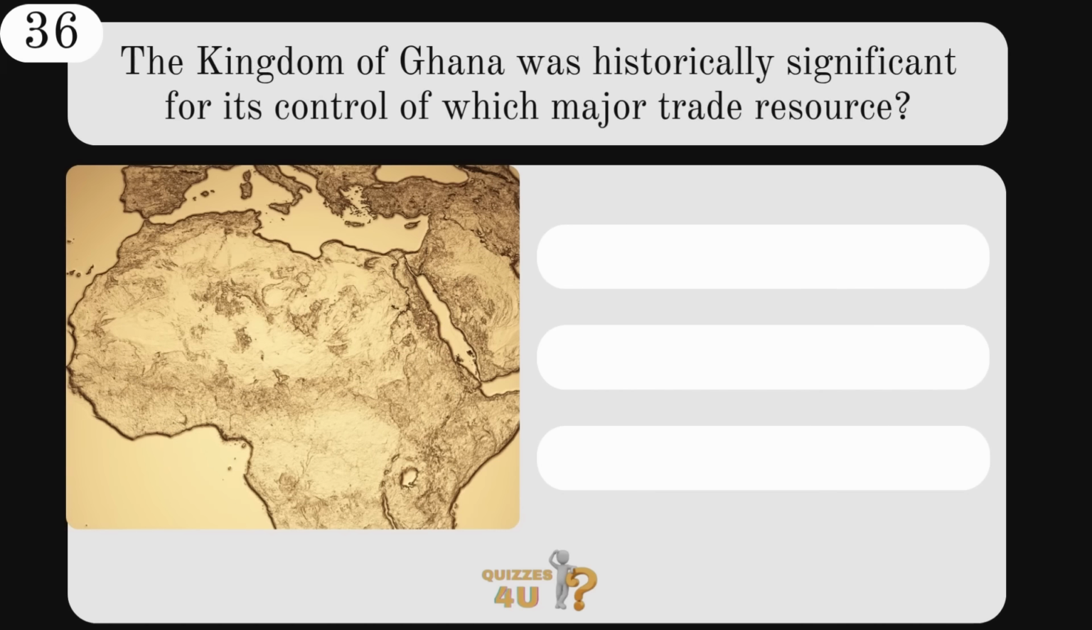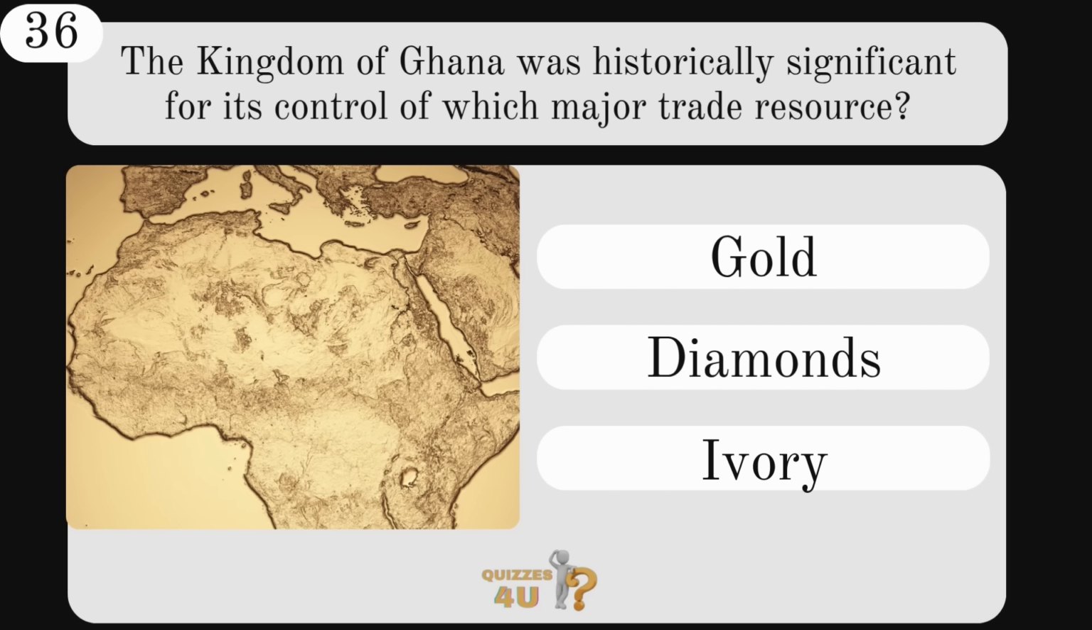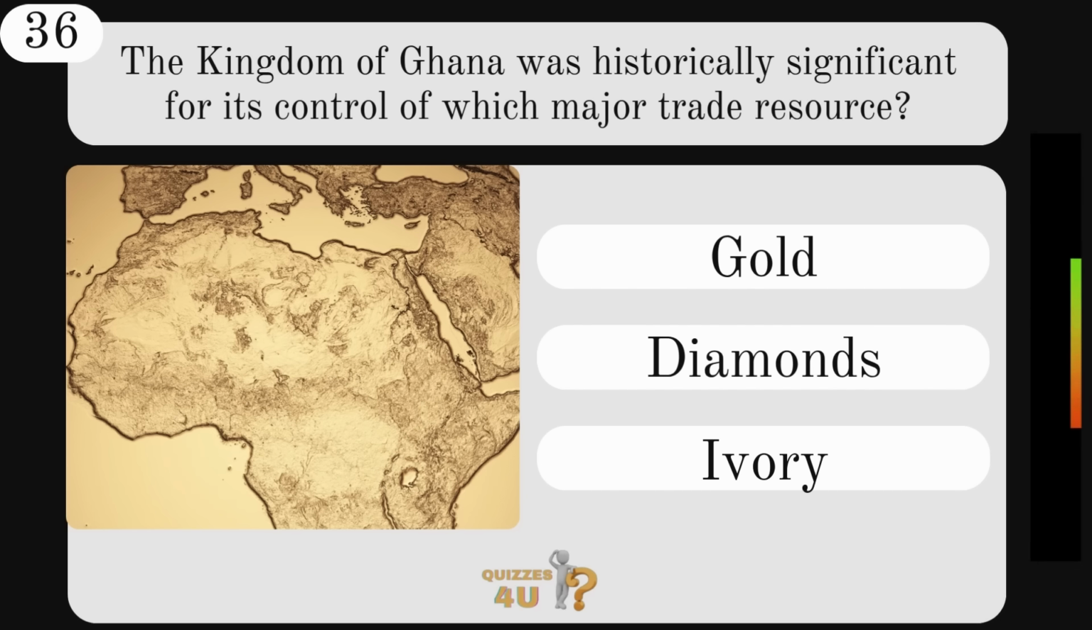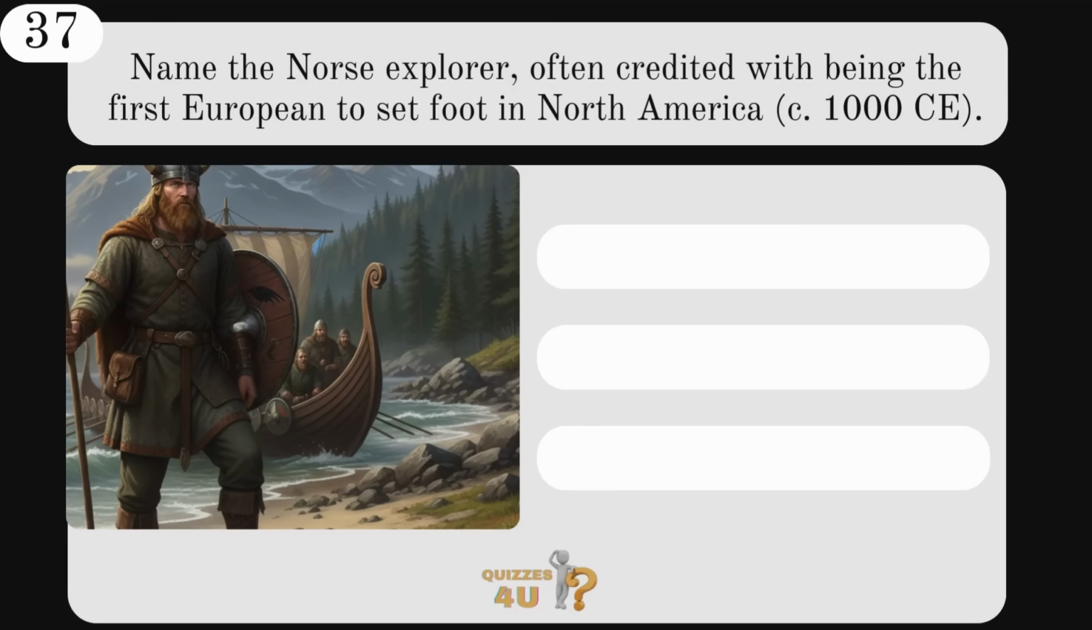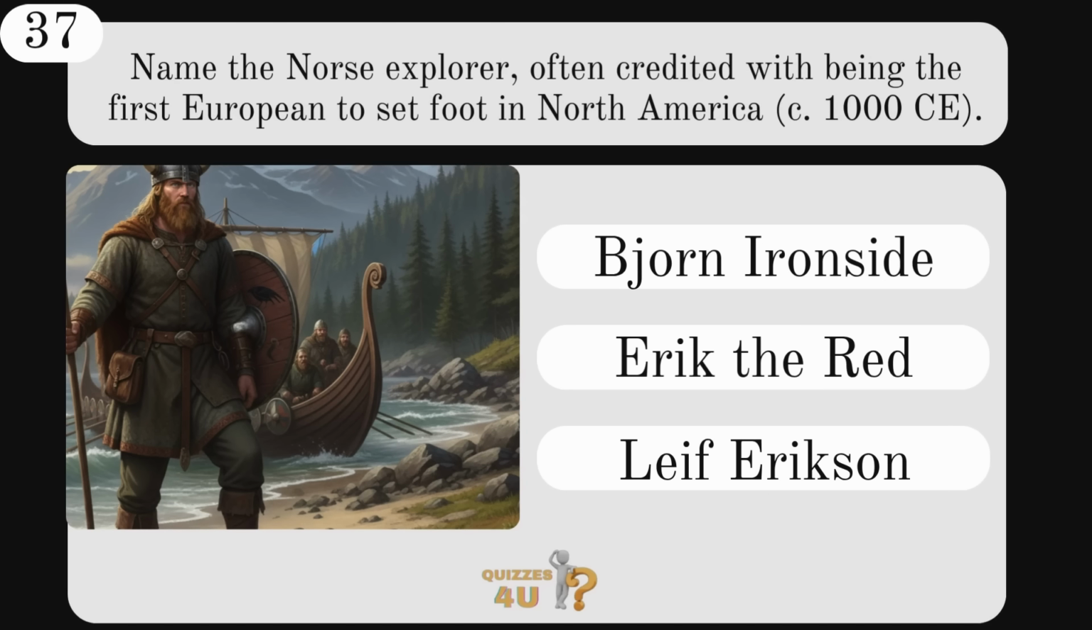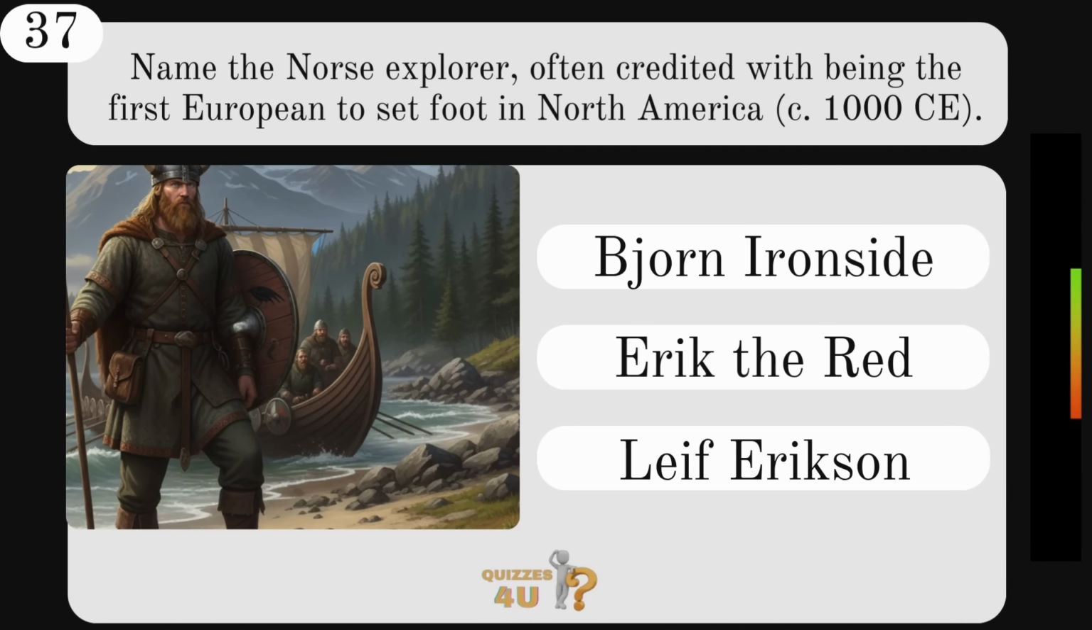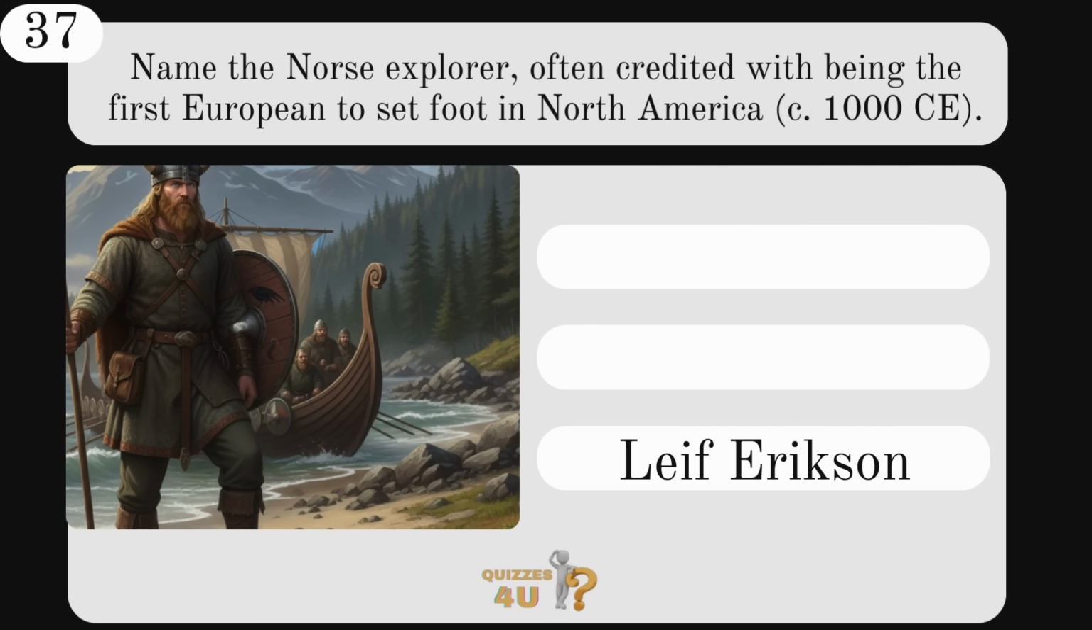The Kingdom of Ghana was historically significant for its control of which major trade resource? Gold, diamonds, or ivory? The answer is gold. Name the Norse explorer often credited with being the first European to set foot in North America? Bjorn Ironside, Eric the Red, or Leif Erikson? The answer is Leif Erikson.